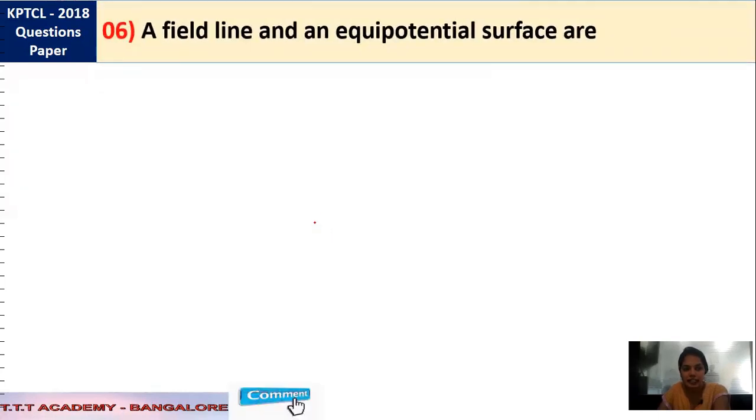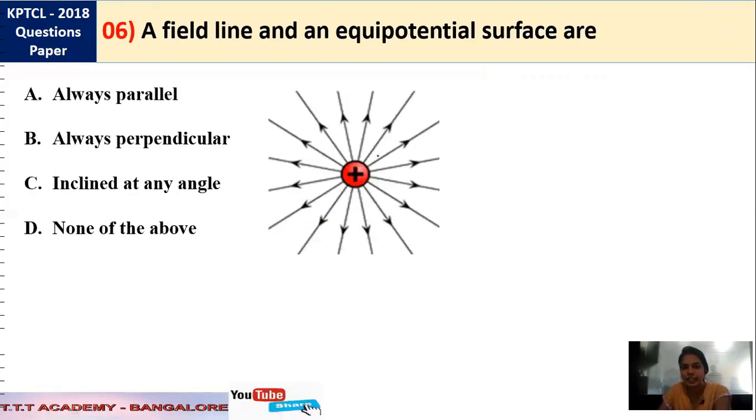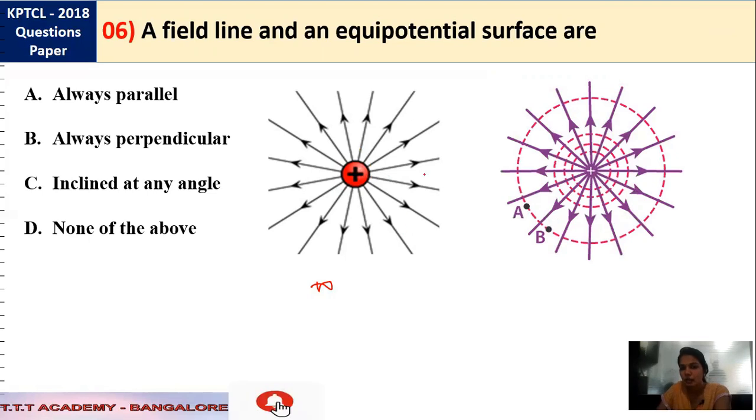Then the sixth question is, a field line and an equipotential surface are. So now let us see what field lines are. Field lines are emitted by the positive charge in all directions. The number of field lines emitted by the positive charge in all directions is infinity. Then let's see the equipotential surface. What is an equipotential surface? It is the surface which is at equal distance from the positive charge. So now they are asking the angle between the surface and the field line. It will always be perpendicular. So the answer to this question is option B, always perpendicular.